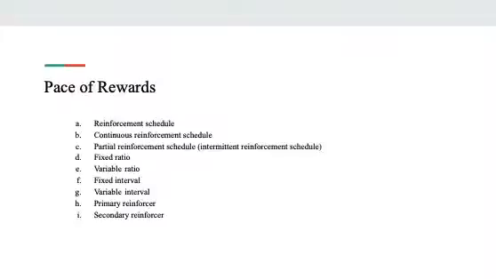Primary reinforcer, a stimulus that fills a biological need or that the subject already finds unpleasant. Secondary reinforcer, the stimulus that the subject comes to associate with one or more primary reinforcers, such as money.